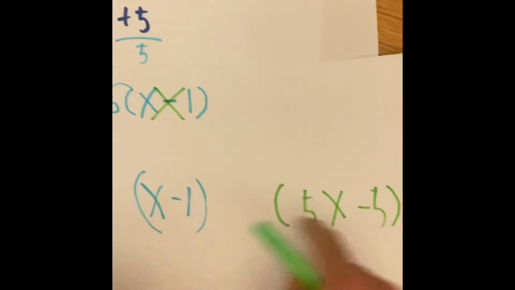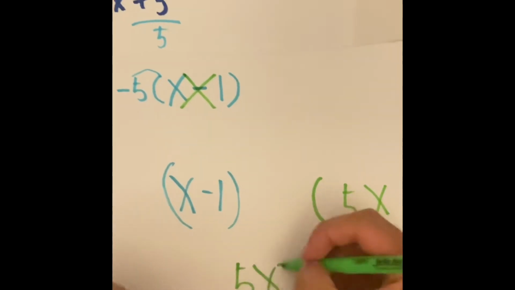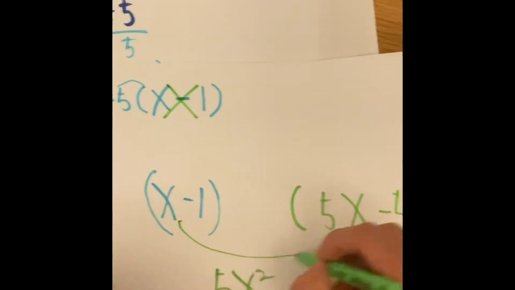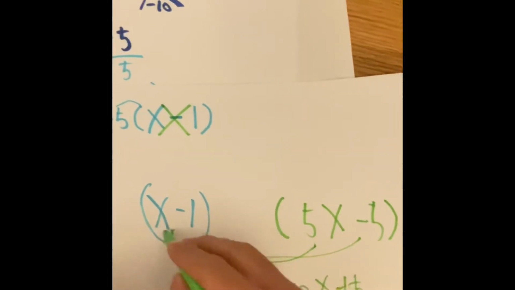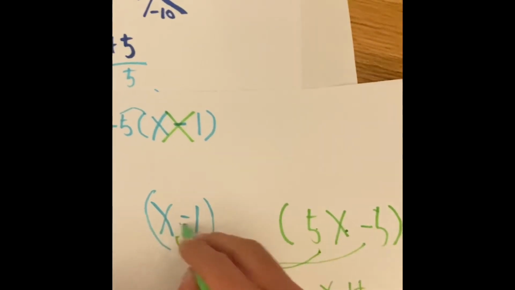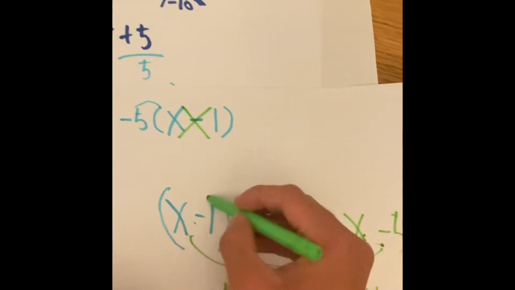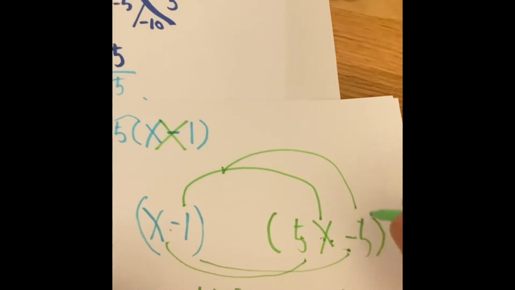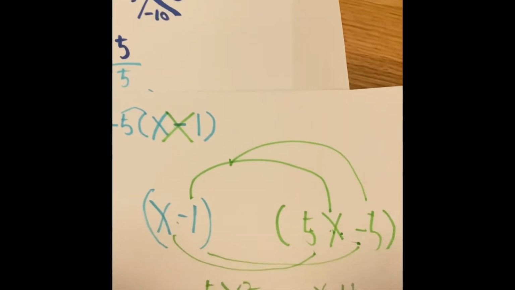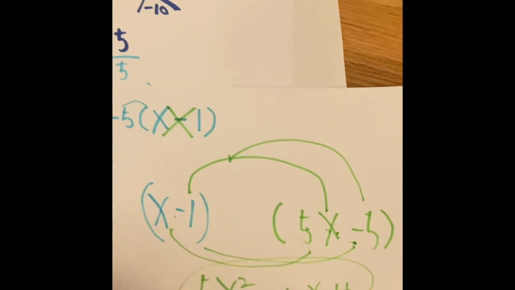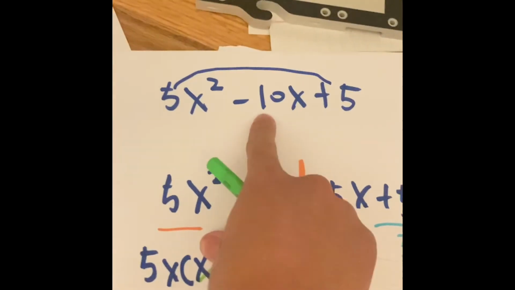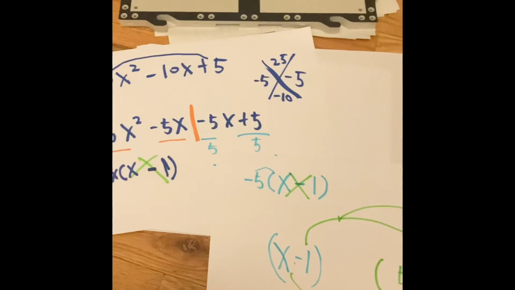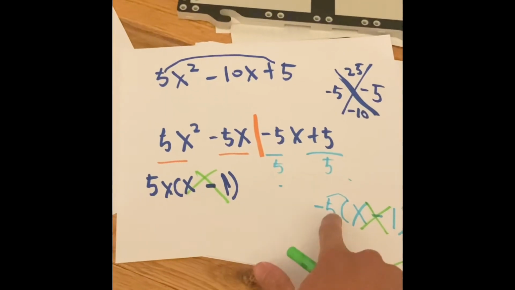When you multiply them together using FOIL, you get 5x squared minus 10x plus 5. So x times 5x, x times negative 5, negative 1 times 5x, and negative 1 times negative 5. That will get you back to right here, which means we've got the exact same expression, so we got it correct, which we did. But why do we use the remaining two numbers?